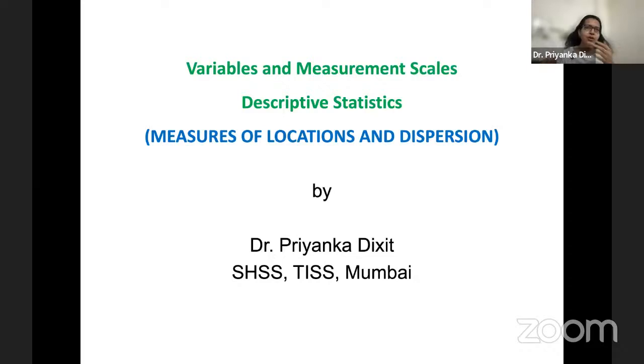If we look at what comes under statistics and how it has been divided into different domains, broadly we can say that the entire statistics has been divided into two parts. The first part is descriptive statistics. The other part is inferential statistics. Now, what is the main difference between descriptive statistics and inferential statistics?